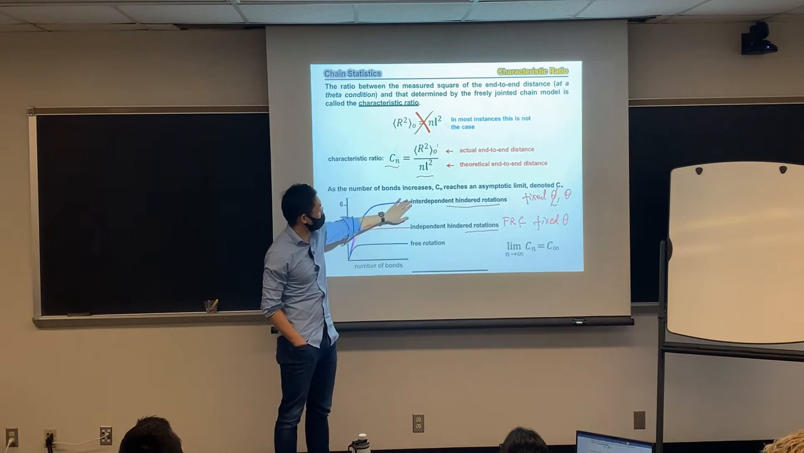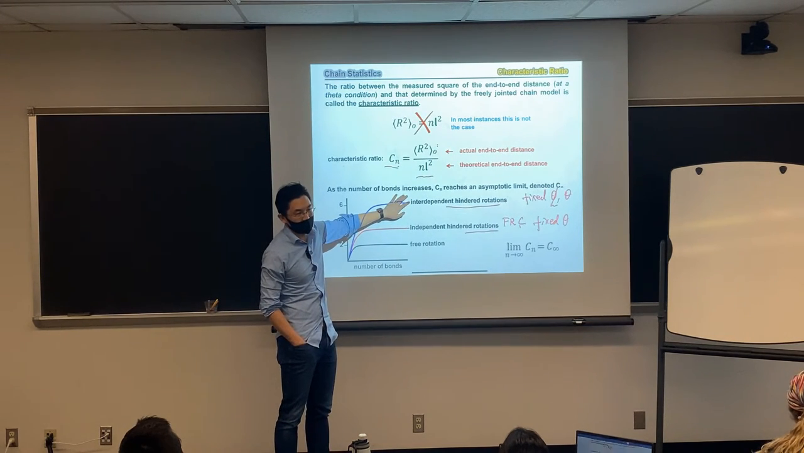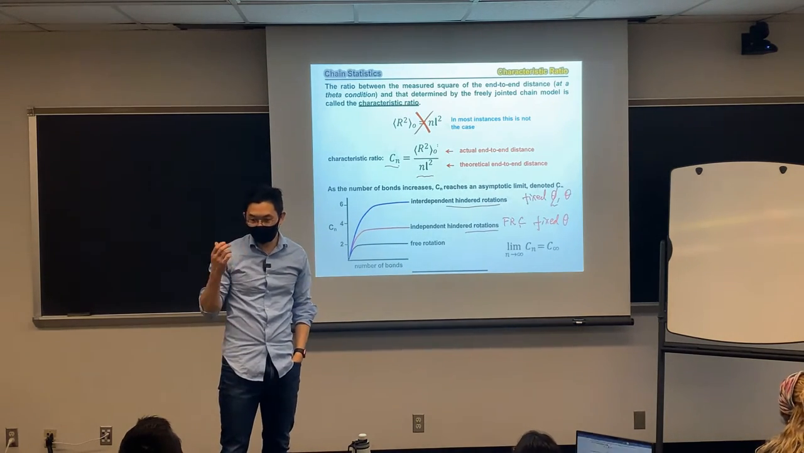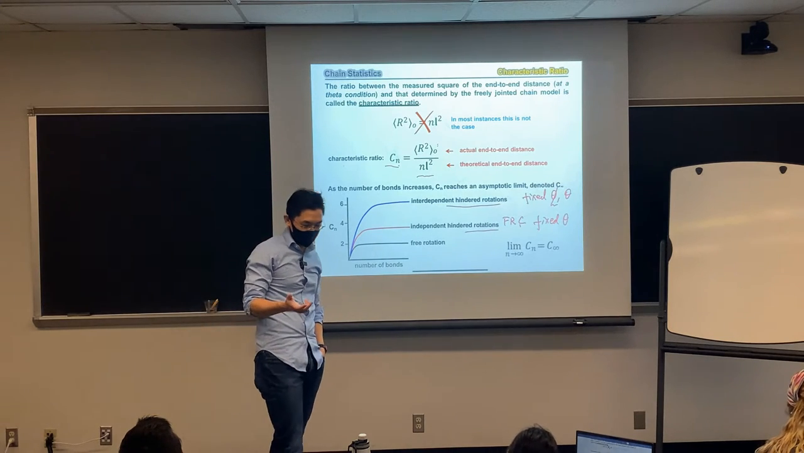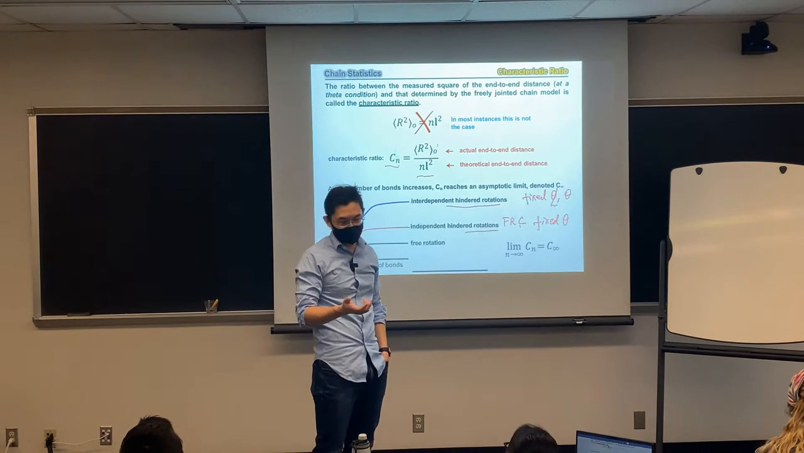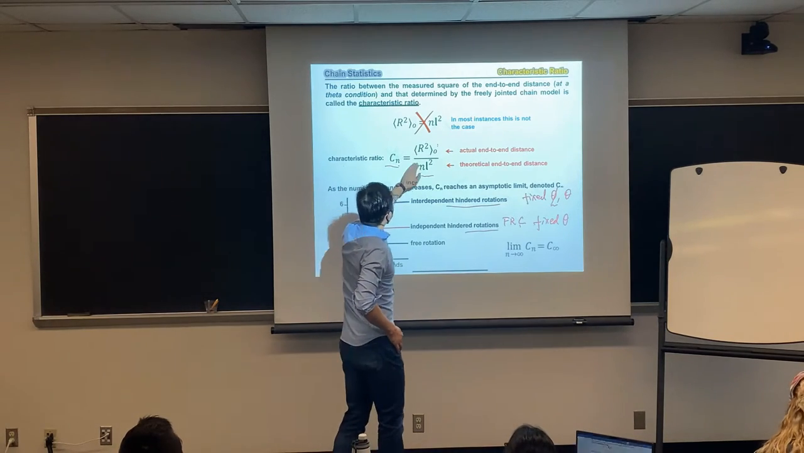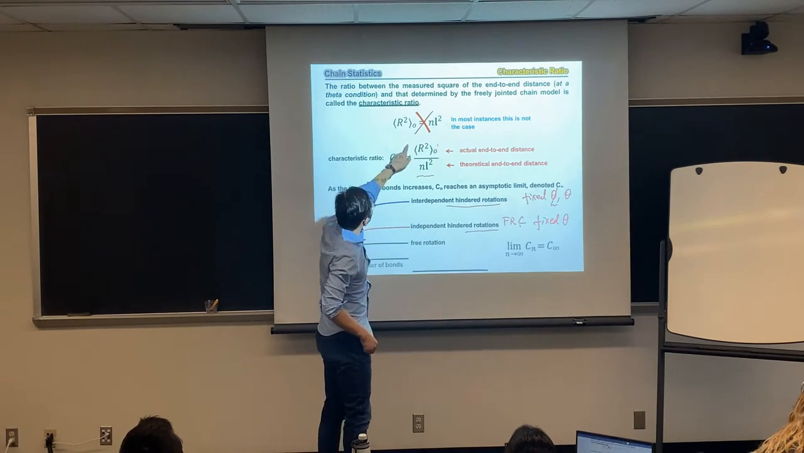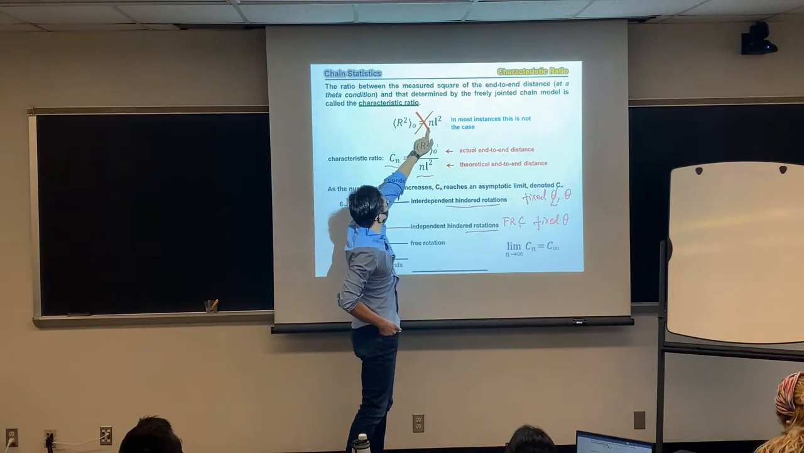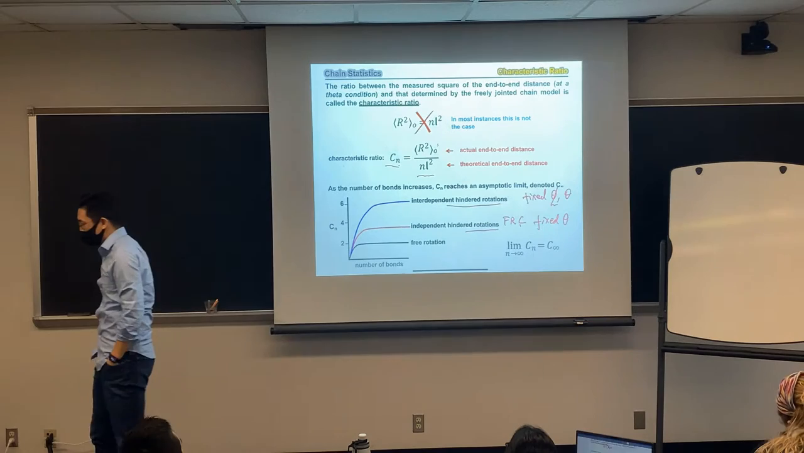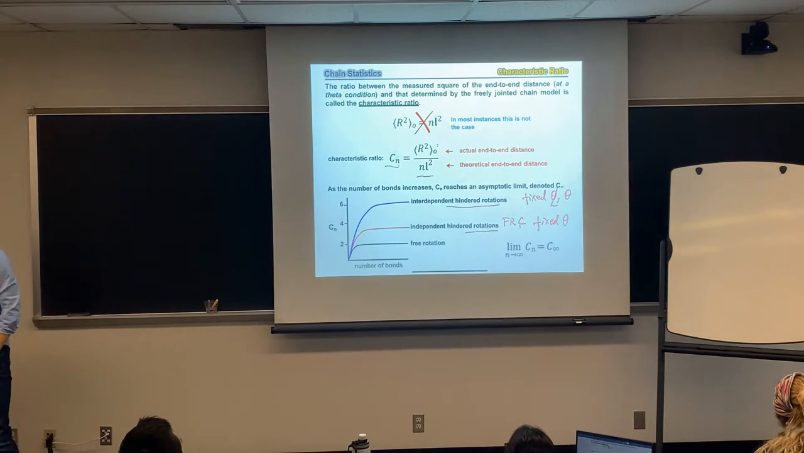So in the most realistic case, there is limitation in bond angle, there is limitation in bond rotation, theta and phi, and you have the biggest expansion. However, everything can still scale with n to the power of 0.5. That's the beauty of the 3 different models, no difference.